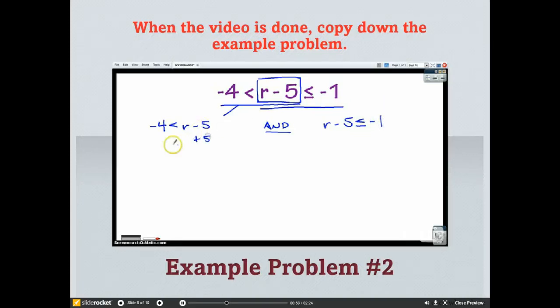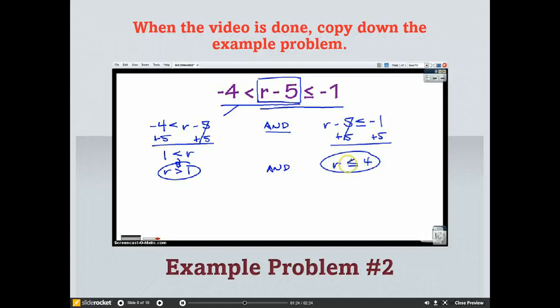So over here, add 5 to both sides. We get 1 is less than r, which, as we know in previous lessons, it's a little hard to read, so I'm just going to reverse it. R is greater than 1. And at the same time, over here, if we add 5 to both sides, our values for r also have to be less than or equal to 4. So we need to graph all the values for r that satisfy this inequality here. R has to be greater than 1, and at the same time less than or equal to 4.